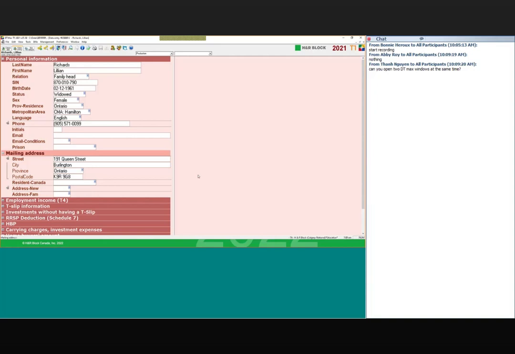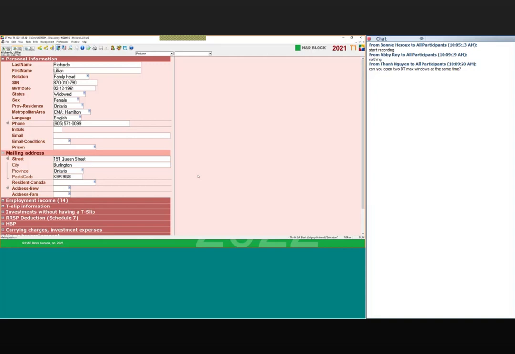Just don't enter anything. There was a question, can you open up 2 DT Max windows at the same time? No, you can't. You can if you're using a T2 or T3, so you can actually have a T1 open and a T3, but you guys don't do T3s or corporate, right? So no, you can only have one. If you have 2 open, it'll tell you that the password is invalid, so you can't do that.